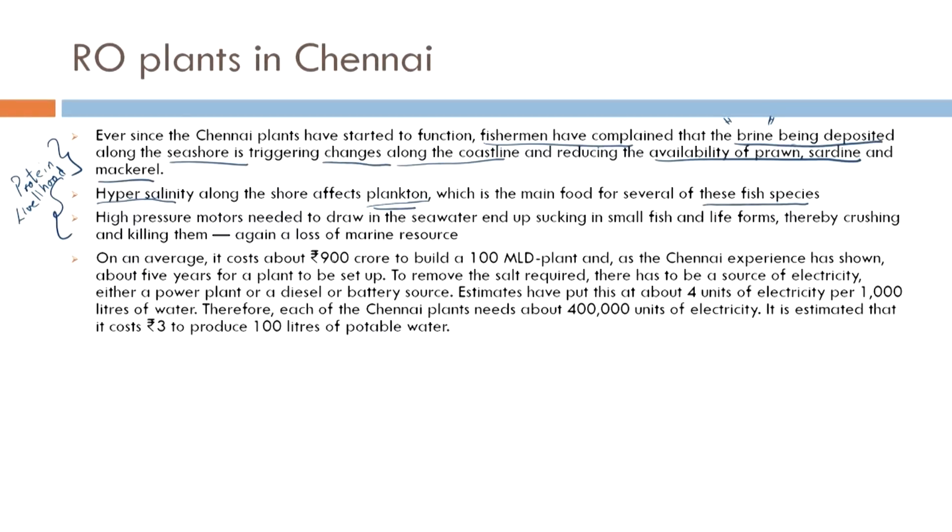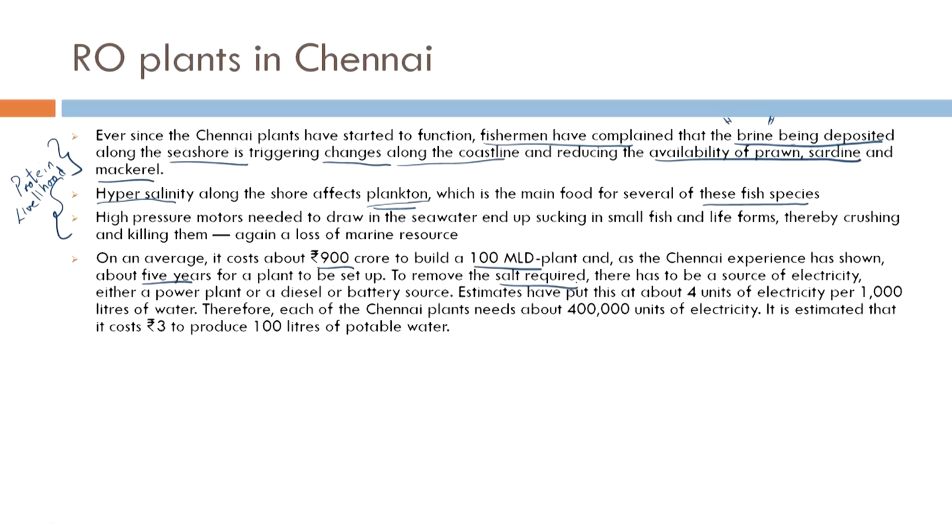And do you need RO in IIT Roorkee when you have no other contaminants in the groundwater and your TDS is around 300 or 350, which is almost perfect for consumption? Not really. But again, people behave in weird ways. So on an average, it costs around 900 crore to build a 100 MLD plant, and the Chennai experience has shown that it takes 5 years to set up.